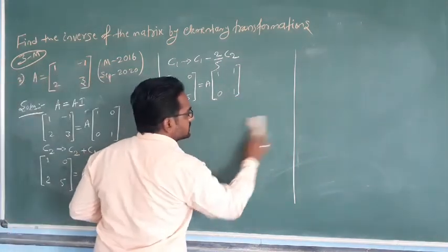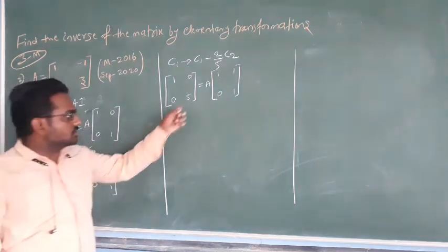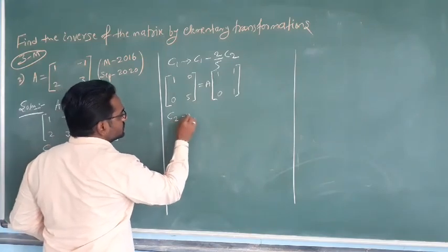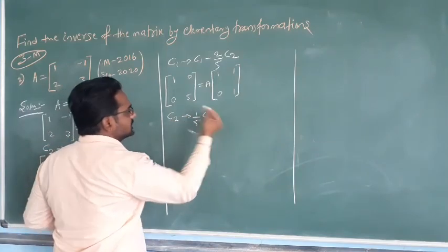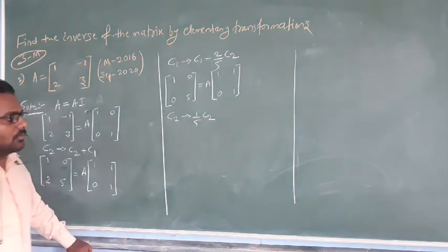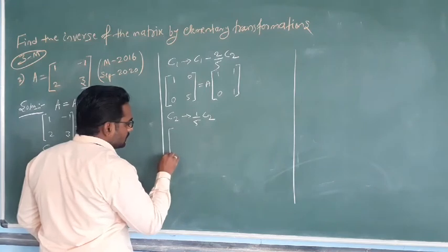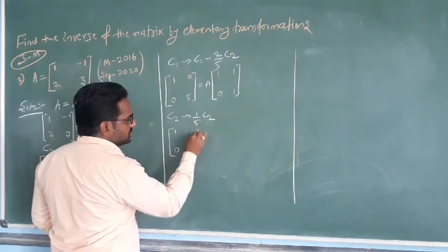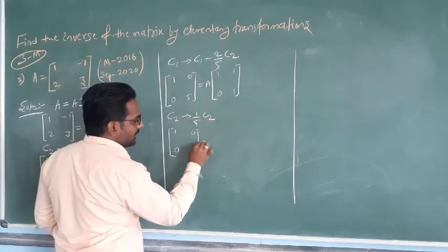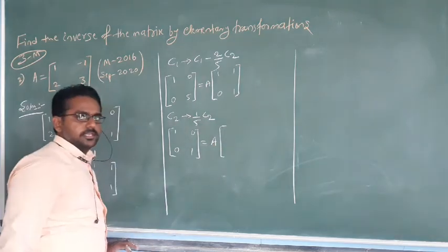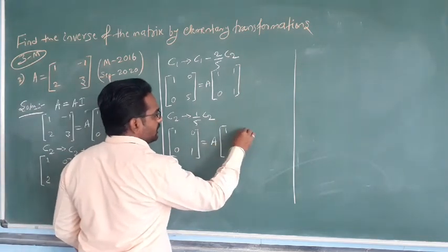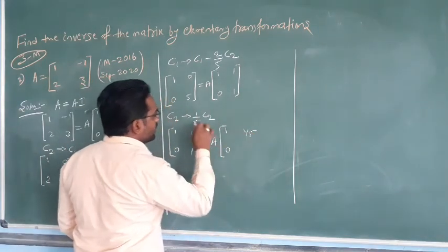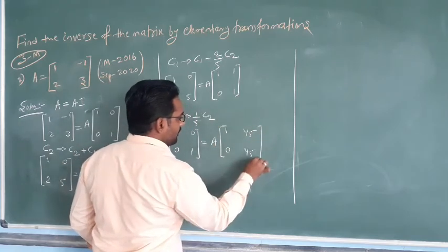Okay, so what is the next thing here, students? You have to convert this 5 into a 1. So what will you do here, students? C2 changes to 1 by 5 C2. So the first column is 1 0. 1 by 5 into 0 is 0. 1 by 5 into 5 is 1. So A equals the matrix with first column 1 0. 1 by 5 into 1 is 1 by 5.